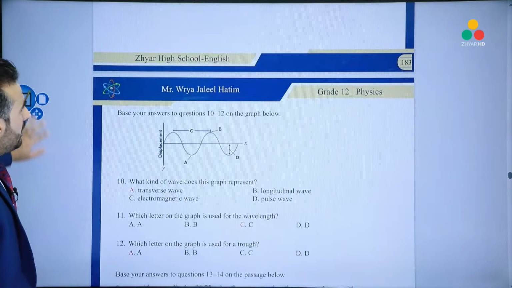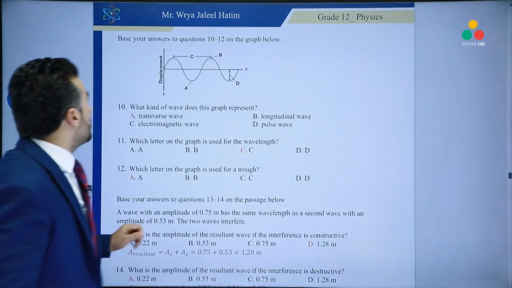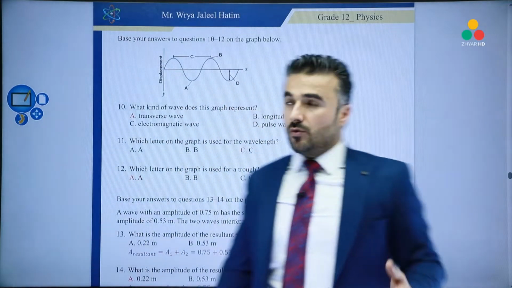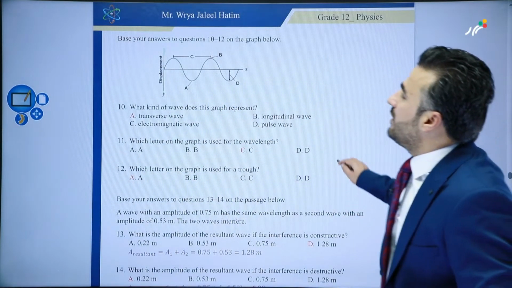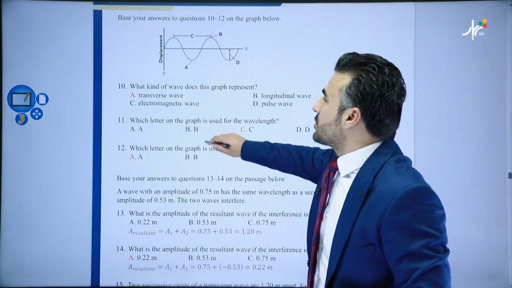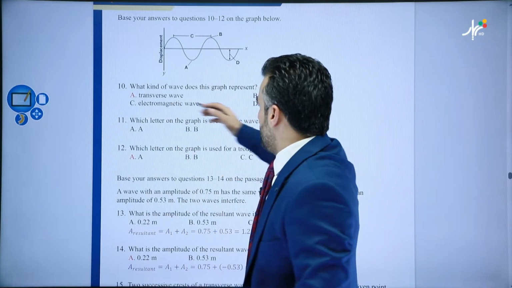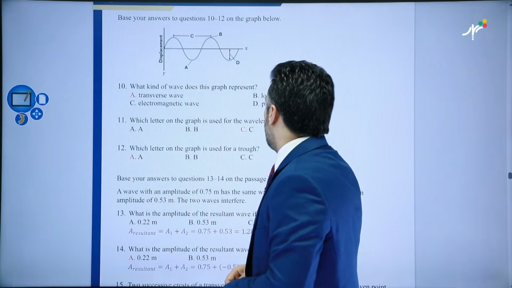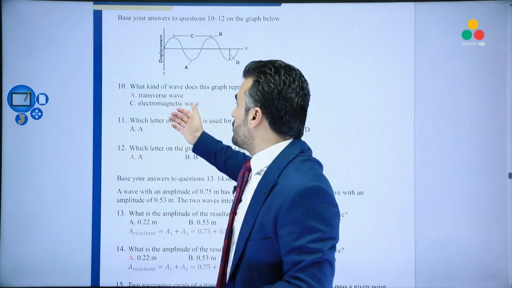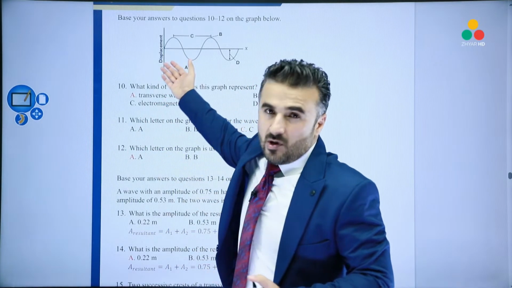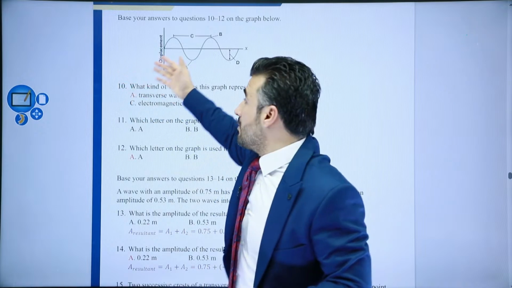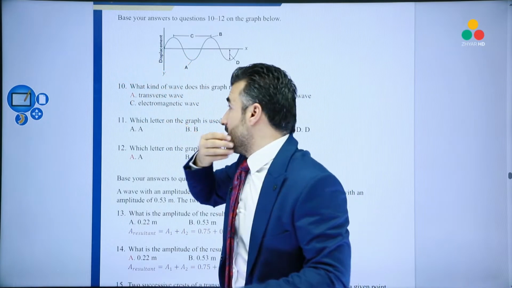Okay, now another question here says base your answer to questions 10 to 12 on the graph below. So use this graph to answer the following question. What kind of wave does this graph represent? Is it a transverse wave, longitudinal, electromagnetic, or a pulse wave? You might choose or say electromagnetic. It is true this might represent electromagnetic, but not all electromagnetic waves look like this one.